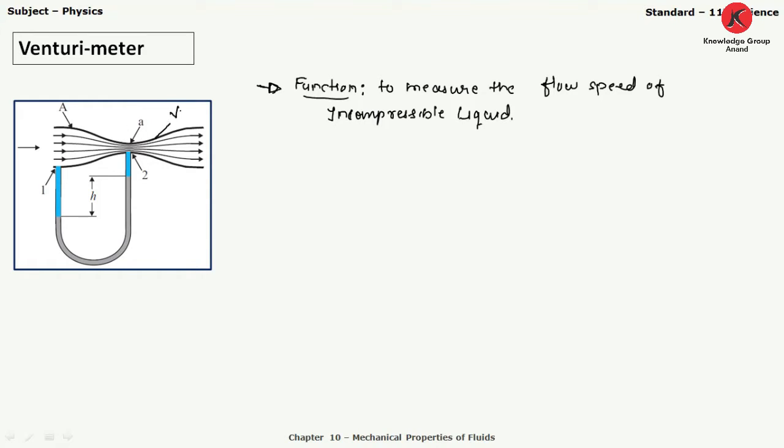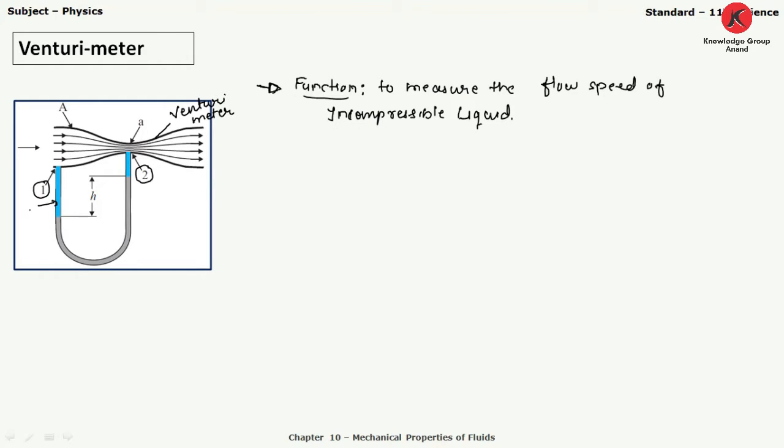This is our Venturi meter. And here we can see this is the manometer attached with this Venturi meter. And you know the function of manometer is to measure the pressure of a gas that we have already learned in previous videos. Right. So here we have also indicated 2 points, point 1 and point 2. And in the manometer we have different fluids filled.